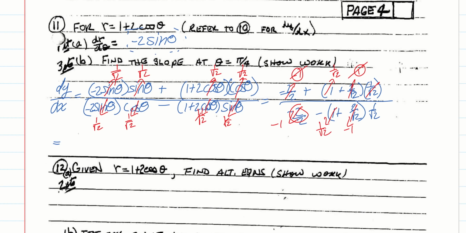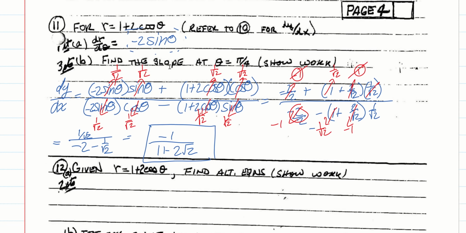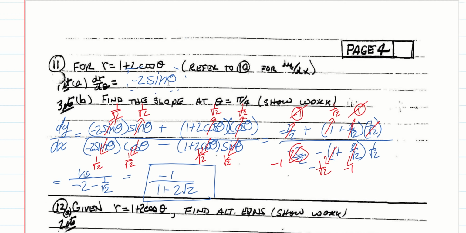So we'll get 1 over root 2 all over negative 2. That's going to be minus 1 over root 2. And we can simplify this just as negative 1 over 1 plus 2 root 2. So either of these are fine. All right. Again, this is just plugging and checking with the equations they give you.